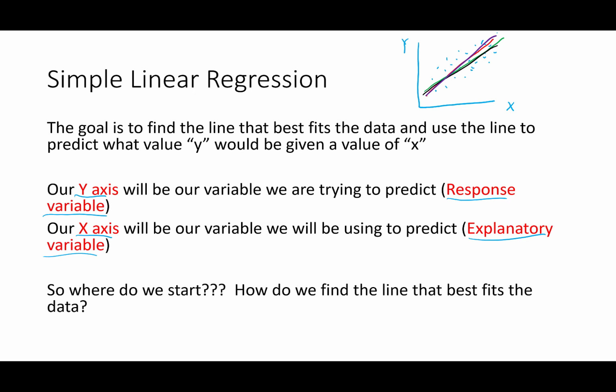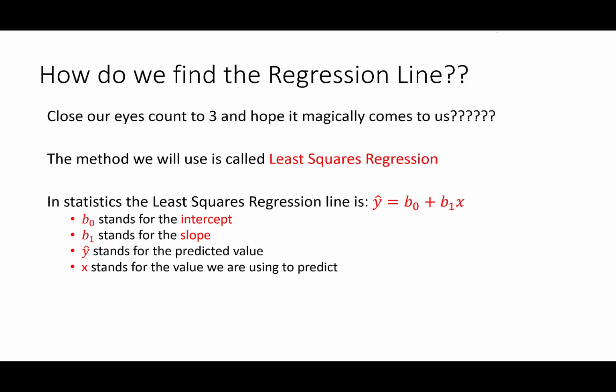Okay, so where do we begin? How do we find that line? The method that we're going to be doing is called least squares regression. This is going to be the method that helps us find the best line that fits our data. Now, before we find that line, let's look at the equation for that line. For regression, we have slightly different notation than we do when finding a regular line. You may be used to the phrase y equals mx plus b, and this was the equation to find the line between points, a straight line.